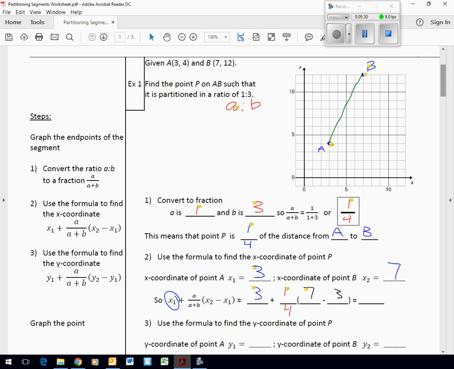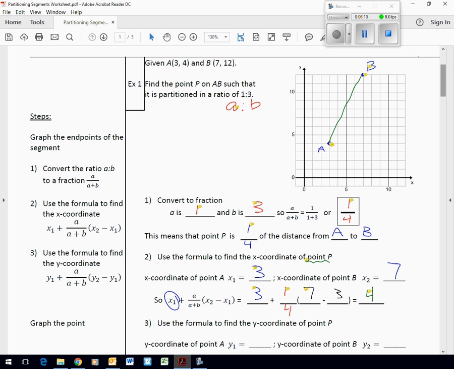Type it just like they have it, here. 3 plus fraction 1/4. Go to the right, hit parentheses. 7 minus 3. Close your parentheses. What do you get? Should be getting 4, right? Everybody should be getting 4. Okay? So what did we just find there? We found the x-coordinate of point P.